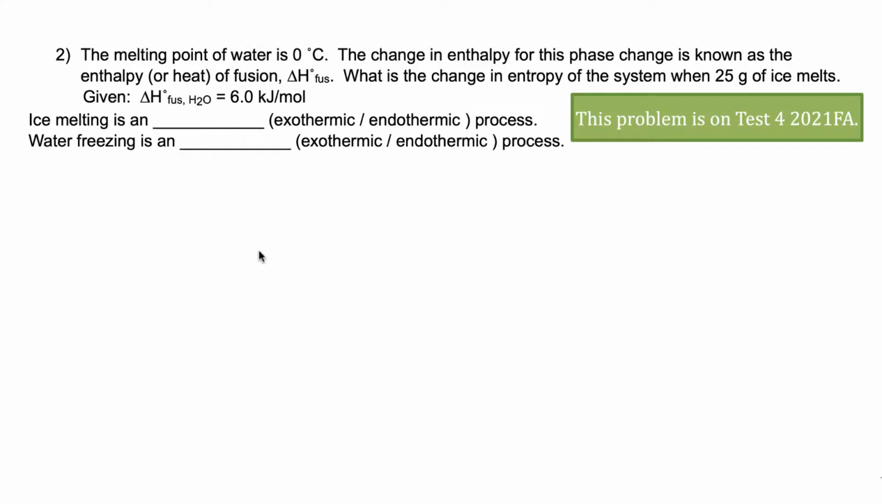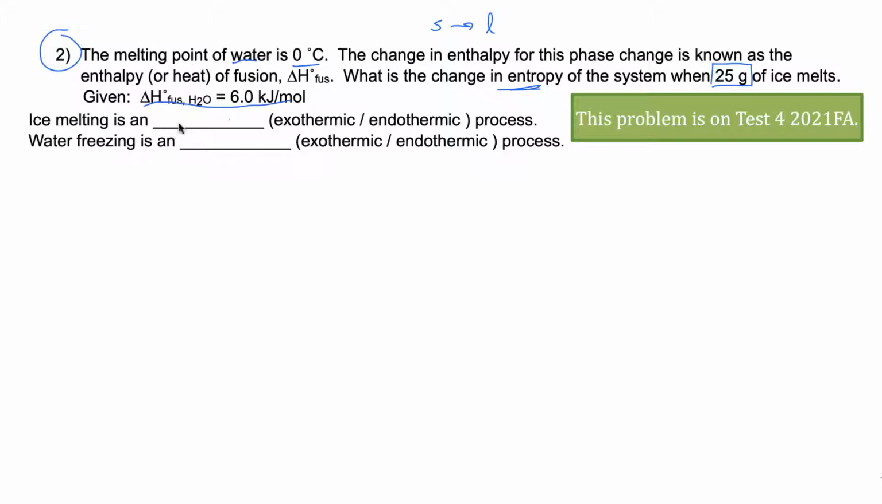So for test number 4, the only mathematical problem that you'll have from chapter 19 is this type of phase change reaction where we're going to calculate the change in entropy for a given amount of a sample. So if we look at this problem, we're dealing with water, and we know that it melts at 0 degrees Celsius. Melting, so we're just talking about going from a solid to a liquid, where it's an ice cube melting. And that ice cube weighs 25 grams.